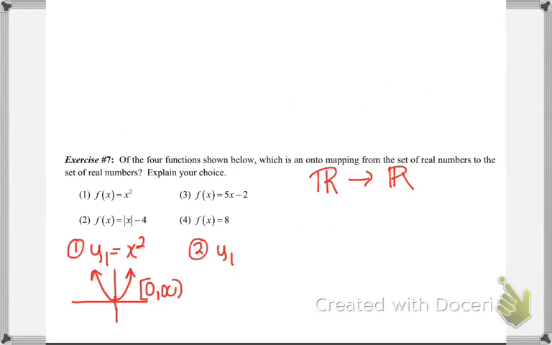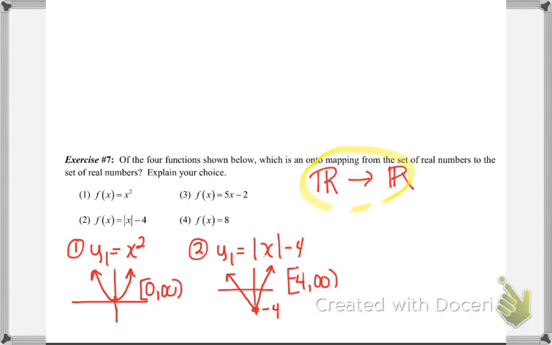If we put y1, the second equation, absolute value of x minus 4, we see again that our domain is all reals, but our range is from -4 to infinity, and the condition was it goes from real to real.